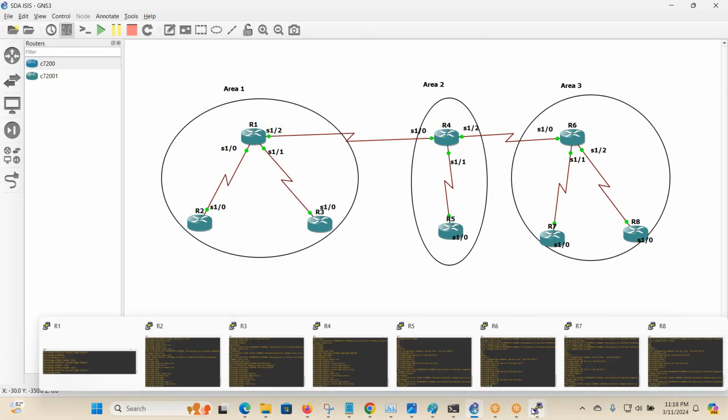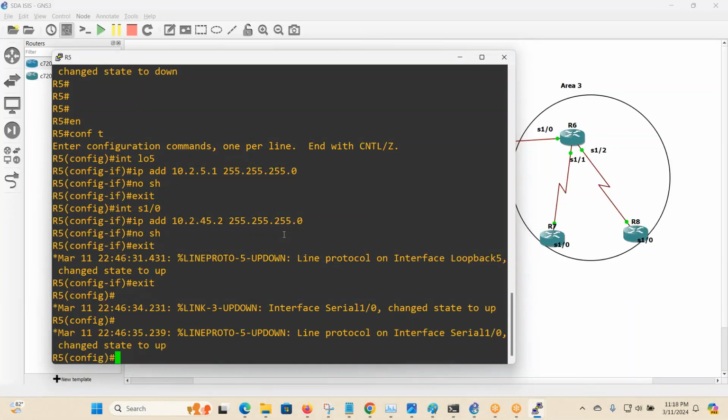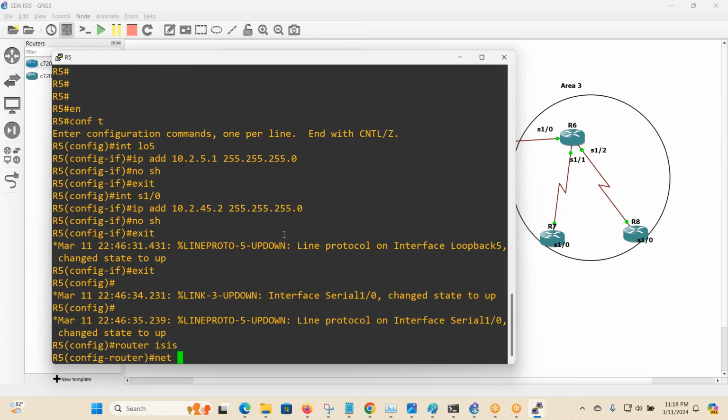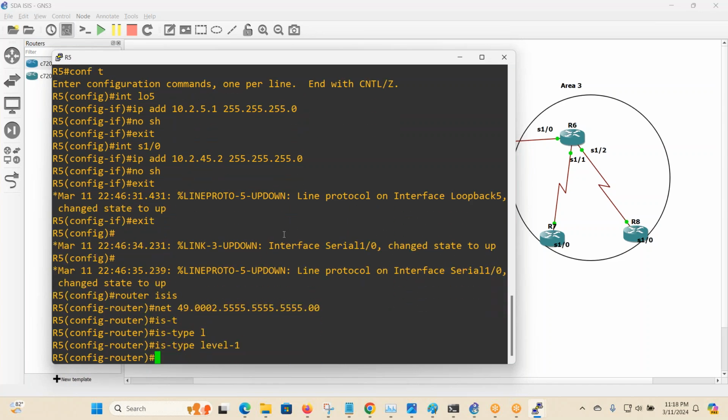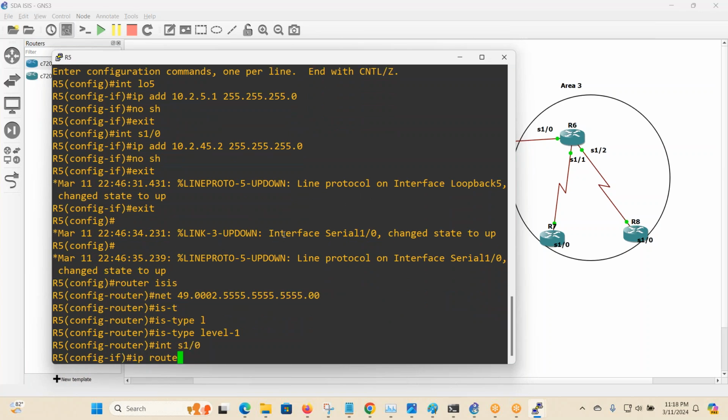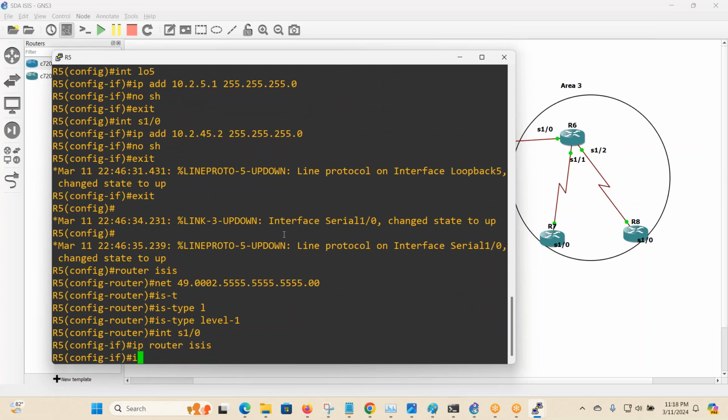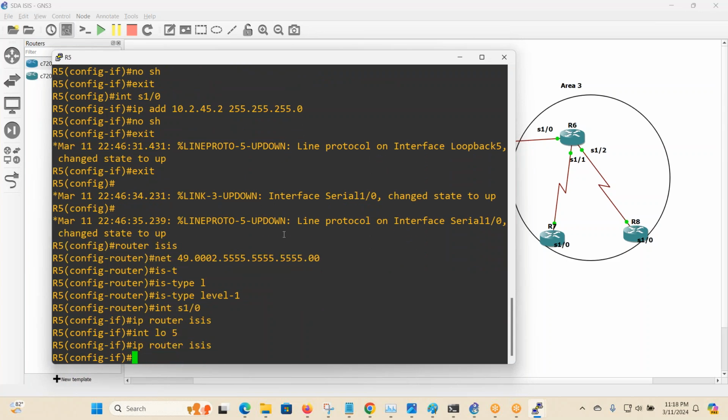It is level 1 only. So we go to router ISIS. We have to set the NET. So 49.0.0.2.555.555.555.00. Then we have to set the IS type to level 1. We go to interface serial 1/0. So IP router ISIS. We go to interface loopback 5, IP router ISIS.